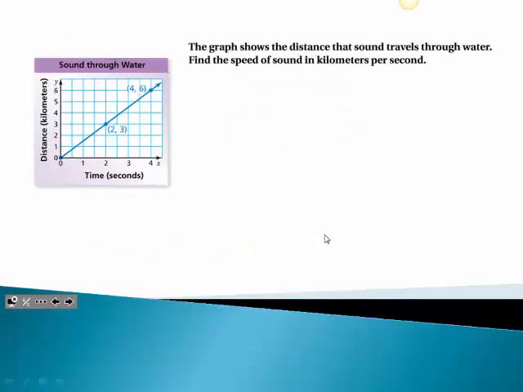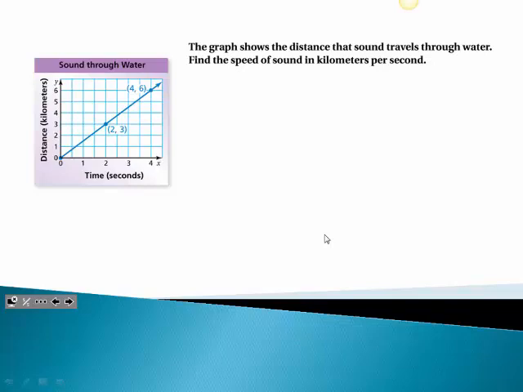All right, last example. The graph shows the distance that sound travels through water. Find the speed of sound in kilometers per second. Okay, so the first example, we learned it by just information they give us. The second example, we used a table. And the third example, we're using a graph. So if you notice, this whole lesson is about how to find ratios and rates in different ways.